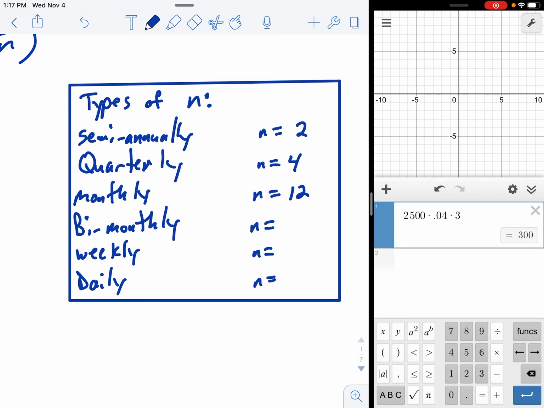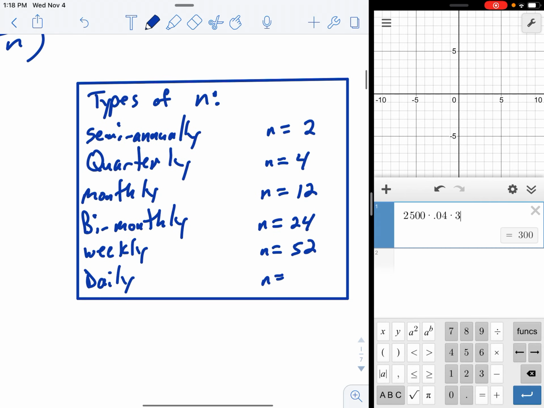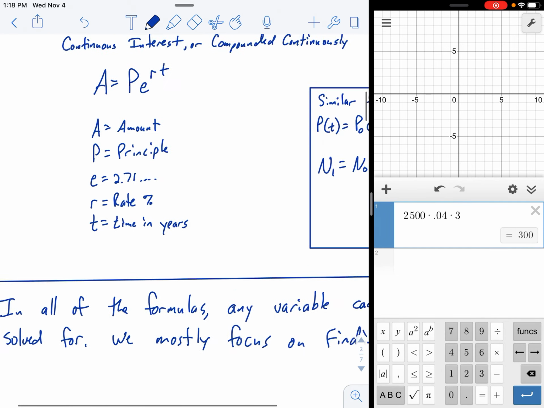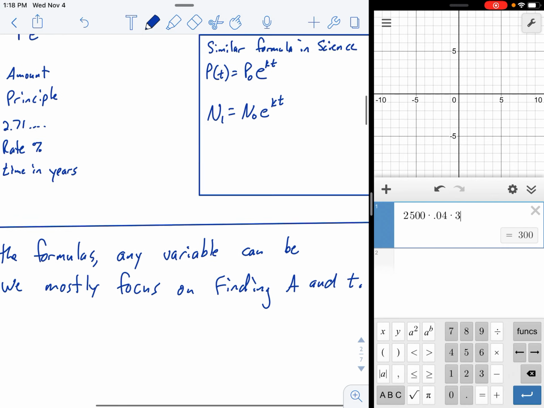Bi-monthly means twice per month, so n would be 24. Weekly interest is calculated 52 times per year, 52 weeks in a year. Daily interest is 365 times, maybe 366 if it's a leap year. There are even credit cards that calculate interest twice daily. So over 700 times per year, interest is calculated, and that really puts money in the pockets of the bank. Now, there's no example here because there's lots of examples in the assignment.